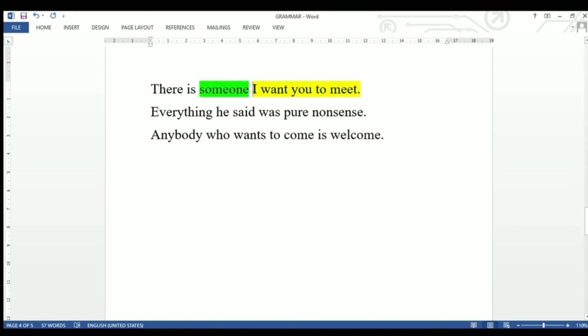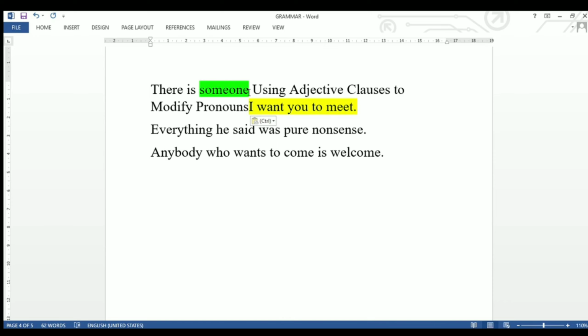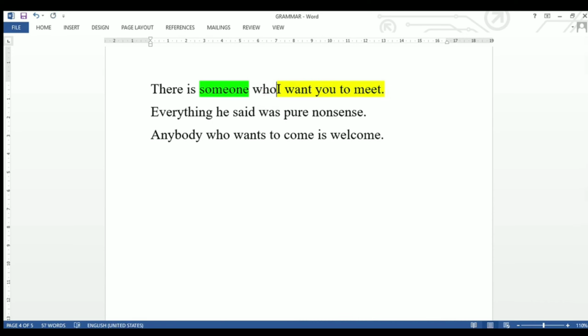Okay, can you tell me what's going on in this sentence? We have something that's not there. Yes, the relative pronoun. You can say there is someone who, or whom, or that, or zero.